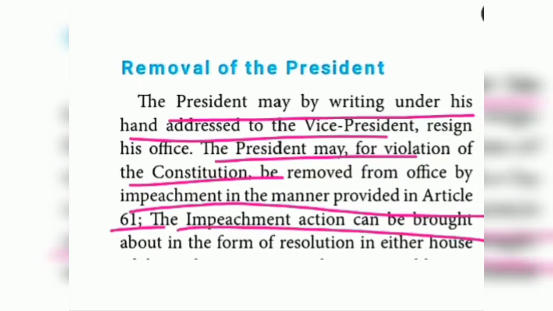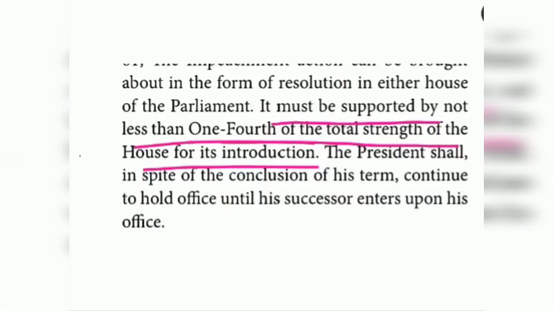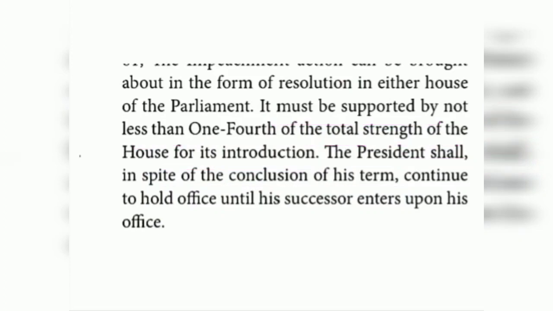The impeachment action can be brought about in the form of a resolution in either house of the parliament. How many members must support that resolution? One-fourth of the total strength of the house must support it, then only can the president be removed from his post. It must be supported by not less than one-fourth of the total strength of the house for its introduction. The president shall, in spite of the conclusion of his term, continue to hold office until his successor enters. What is the meaning? Until the next president comes, he has to continue his post as president.